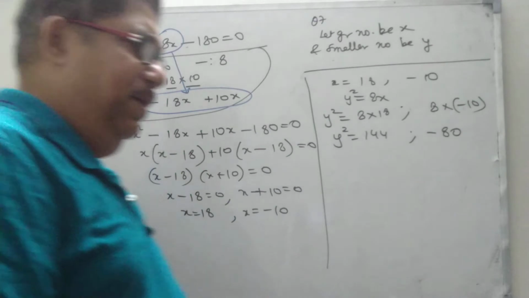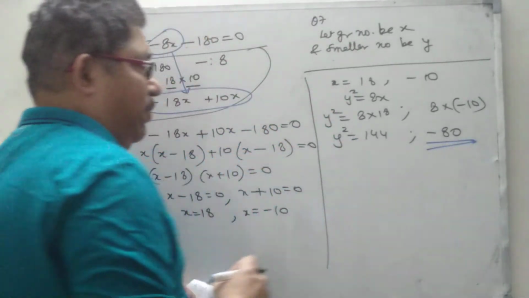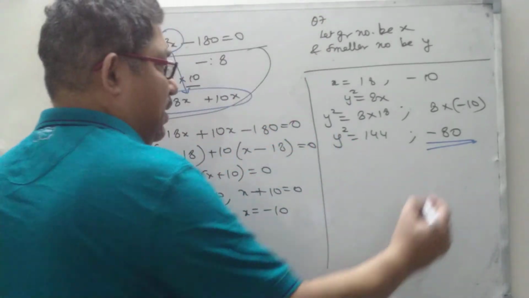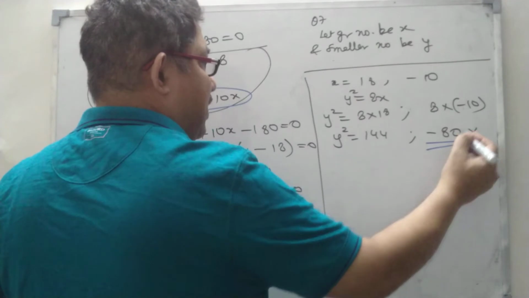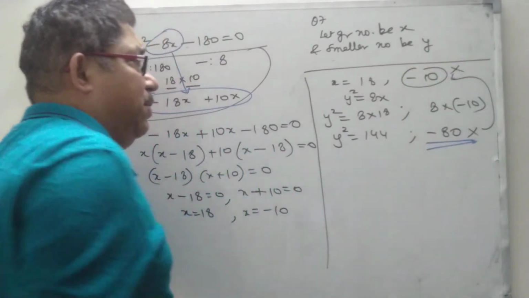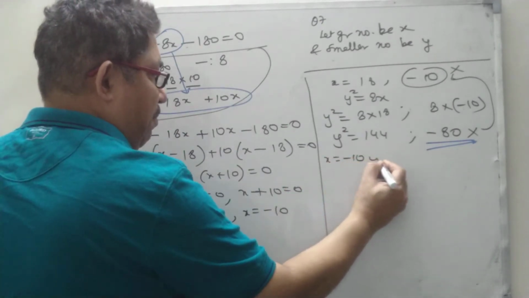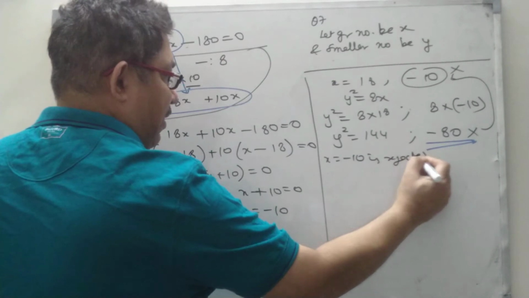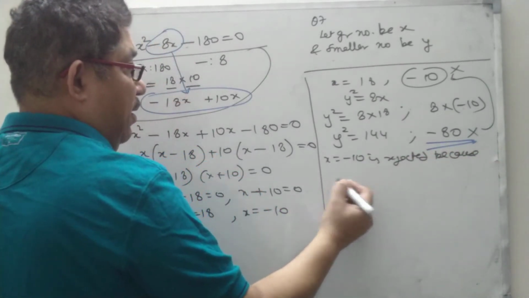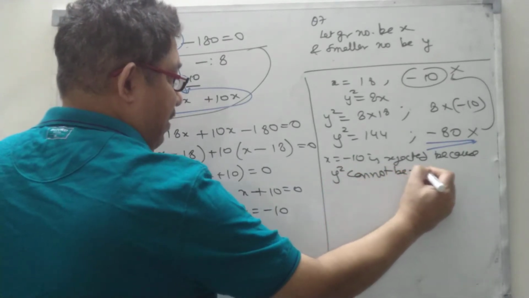Now, do you think the square of a number can be negative? The square of a number cannot be negative. So obviously this is not possible. If this is not possible, its source is also not possible. So x equal to minus 10 is rejected because y square cannot be negative.